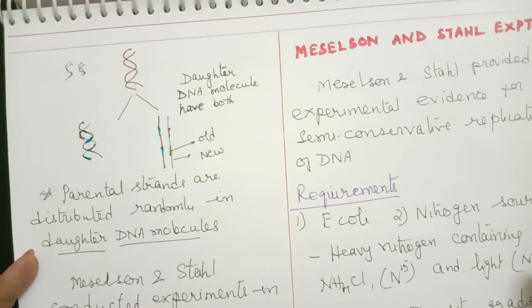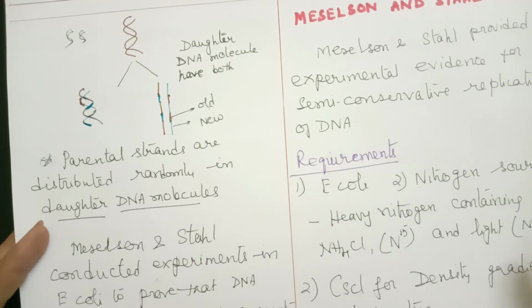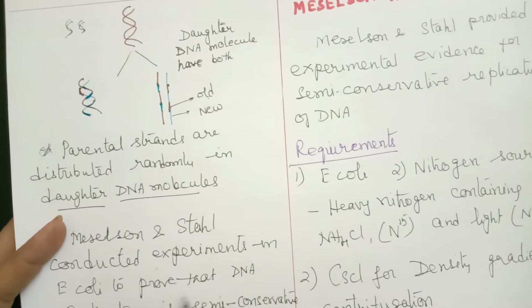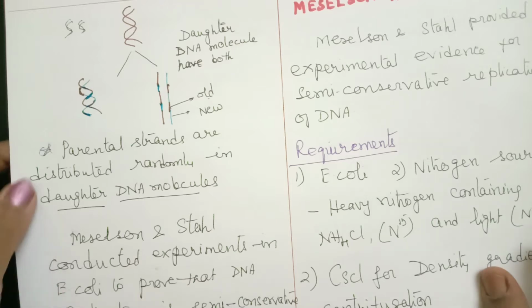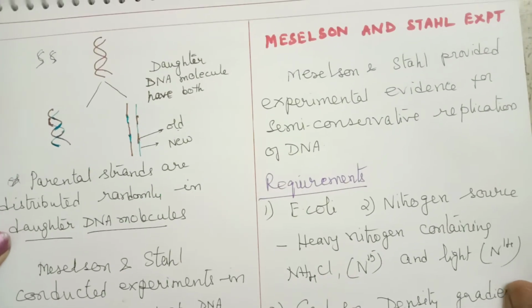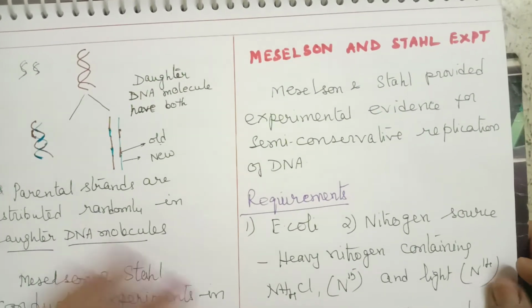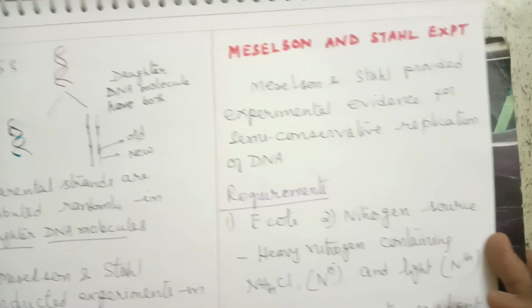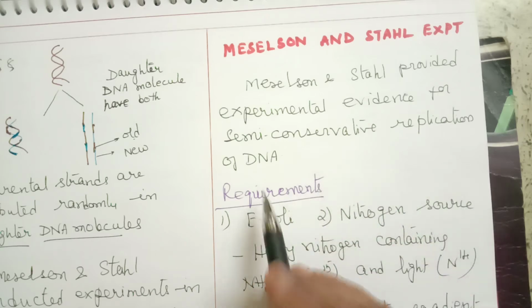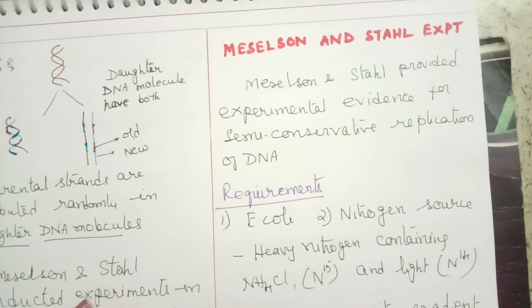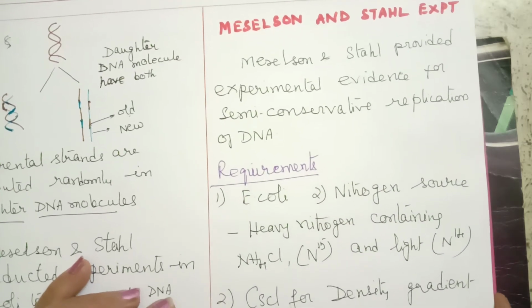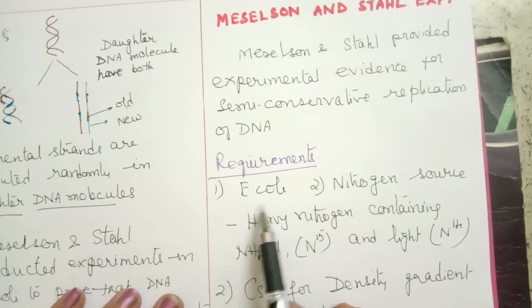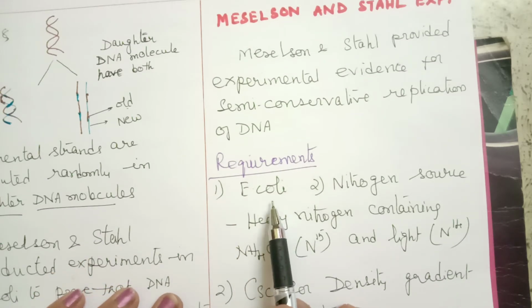Now Meselson and Stahl conducted experiments in E. coli to prove that DNA replication is of the semi-conservative type. So what is this Meselson and Stahl experiment? Let us see. They provided experimental evidence for semi-conservative replication. What is all required here? The first thing required is E. coli. It is done in E. coli.